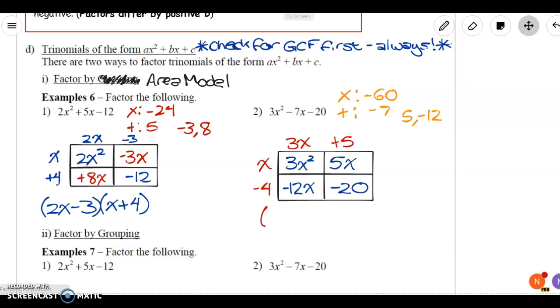So this time we have 3x plus 5 times x minus 4. And again, we can multiply that out to check. 3x times x will give us 3x squared. Plus 5x minus 12x is minus 7x. And plus 5 times negative 4 is negative 20. 3x squared minus 7x minus 20. That does work. So there's our factored form using the area method.